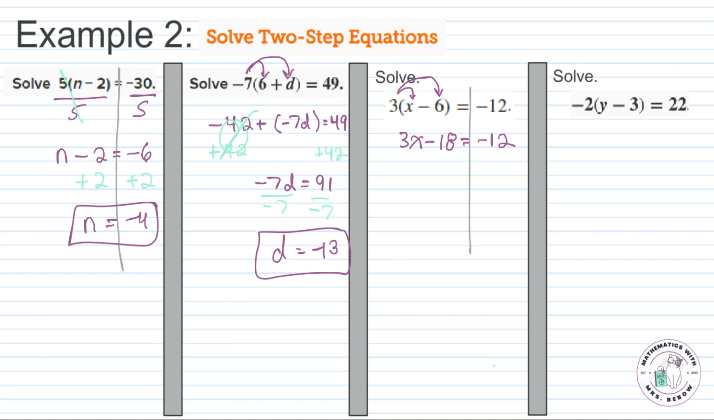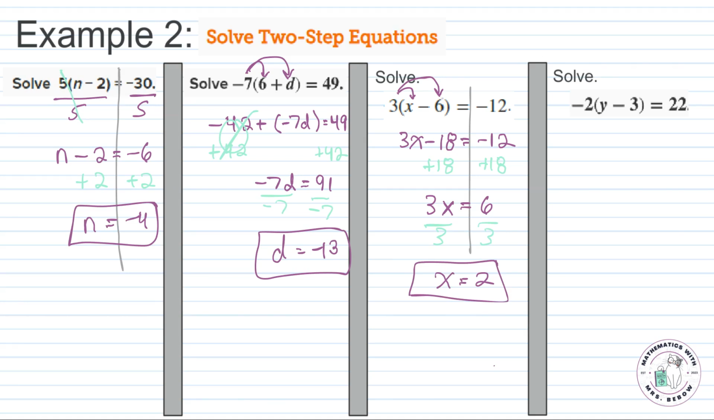Draw our line there. And then we're going to start off by getting rid of this constant. So if I'm subtracting 18, the opposite is to add 18. So we're going to do that on both sides of the equation. We'll be left with just the 3x. And then negative 12 plus 18 is going to be 6. And then our last step is to divide by 3. And we get x equals 2.